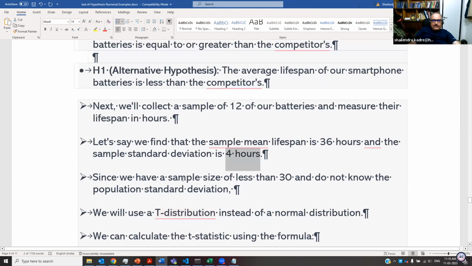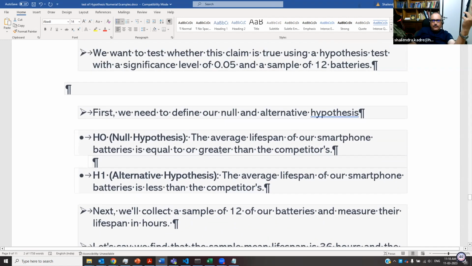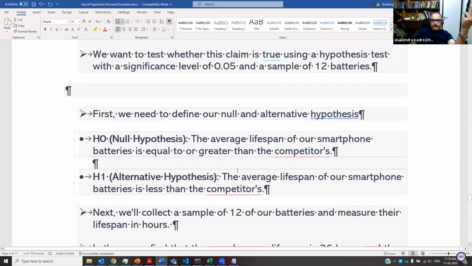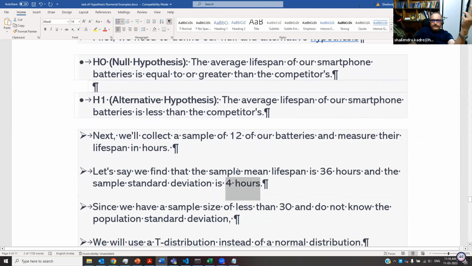Now, since our sample size is less than 30, we do not know the population standard deviation. The population standard deviation will never be known. But in our formula, we need the population standard deviation. So what to do? Let us see what he has done.